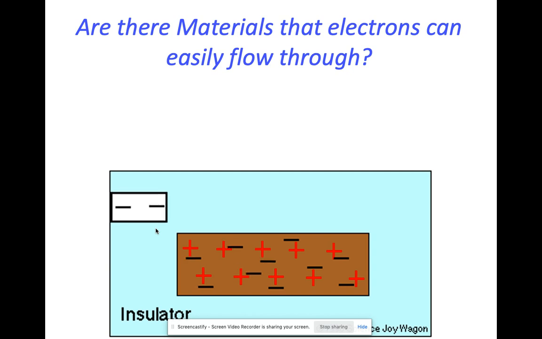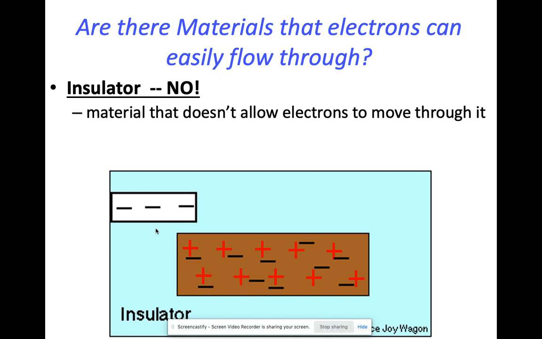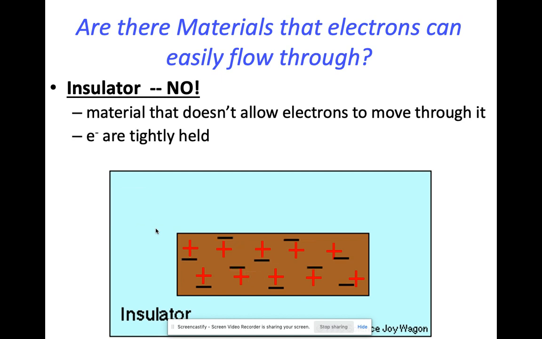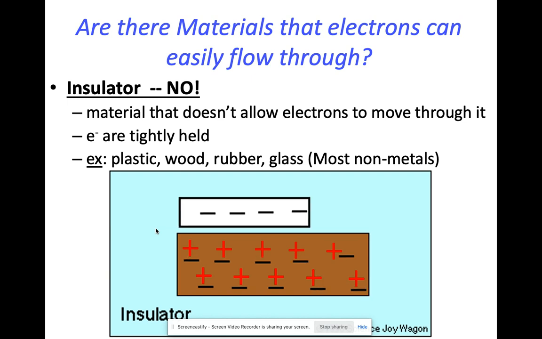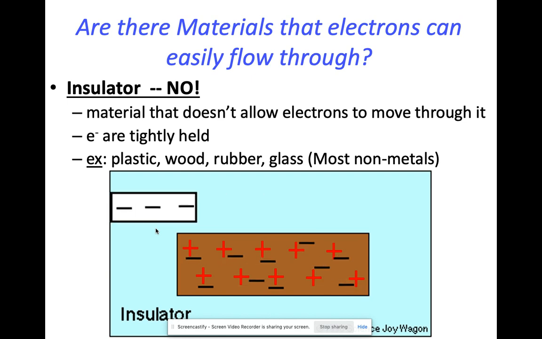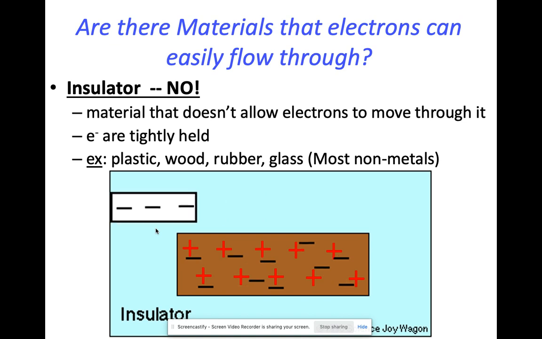Okay. Are there ones that don't? Well, we already talked about that. Yes. They're called insulators. Insulators don't allow them to move very well. Electrons are tightly held. This is plastic, wood, rubber, and glass. If you've ever looked at a wire, you'll notice most wires aren't just a metal wire. They have some kind of plastic sheath or something over top of them to protect you. Most of your cords, your cell phone cords, everything like that have a plastic, rubbery outer coating to keep you safe.